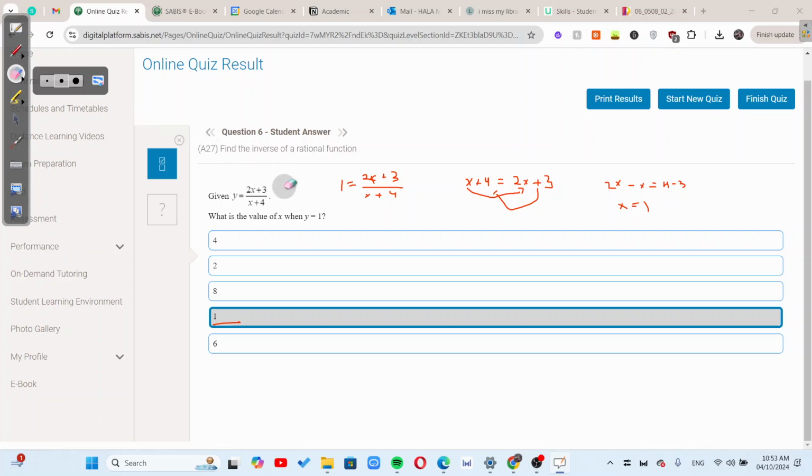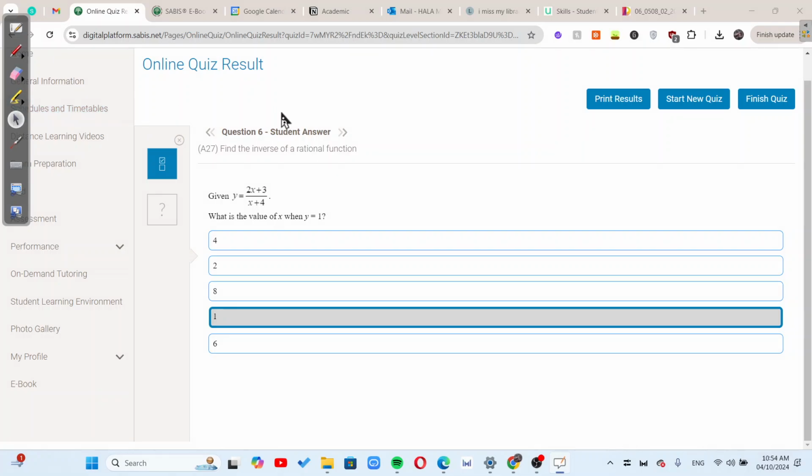So I'm just going to go over quickly what I did. You're just going to replace the y by whatever they told you y is. You're going to write your equation as normal. When it's a fraction, you have to cross multiply. So 1 times x plus 4 equals 2x plus 3. And then you're going to put like terms on its side. So x's with x's, numbers with numbers. 2x minus x equals 4 minus 3. x equals 1. That's how you solve it for this question.